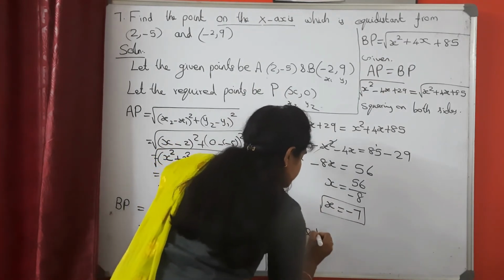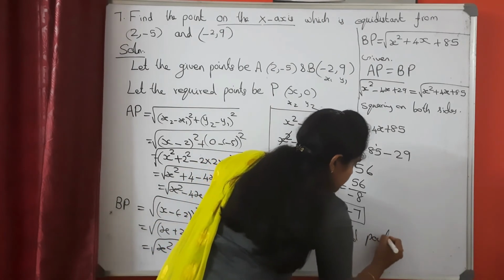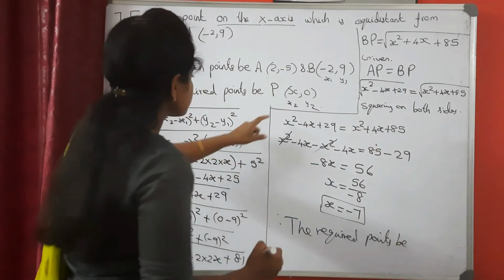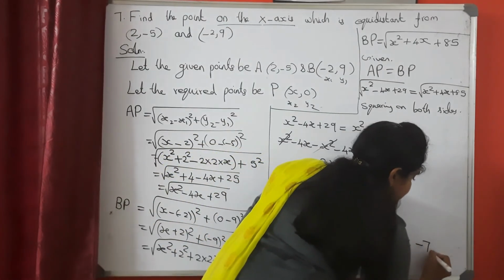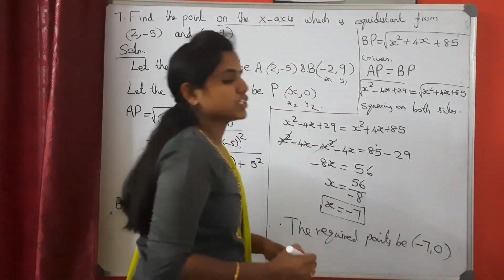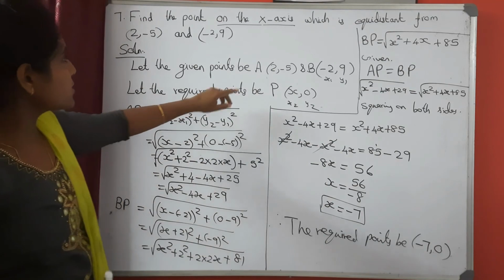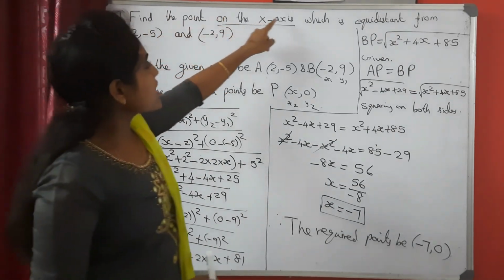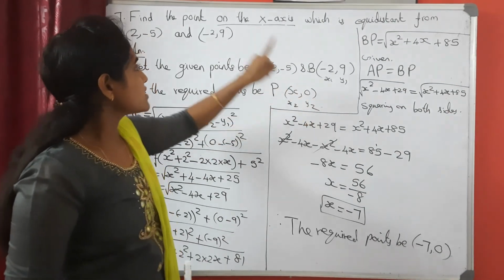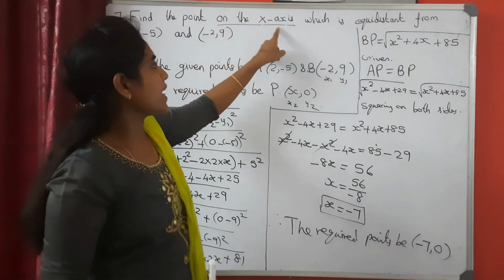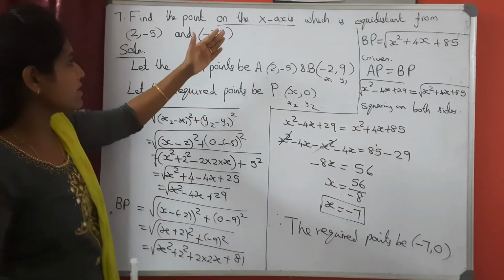Therefore, the required point P. What is the point? (x, 0). So the x value is minus 7. So (minus 7, 0). See, here only we have to know the points on the x-axis. On the x-axis the y value is 0, (x, 0). Suppose in the question it is the y-axis, we have to take (0, y). Then they have given both are equidistant.